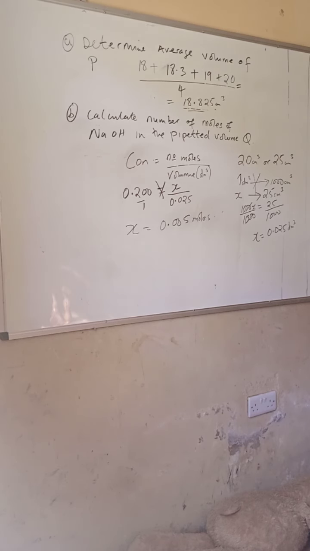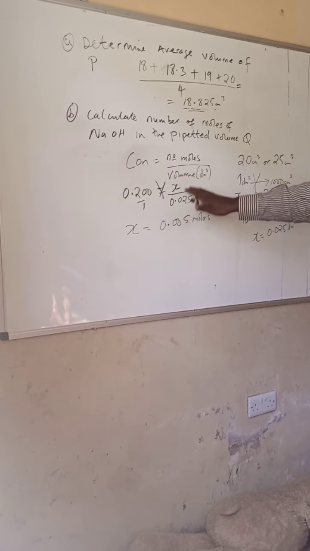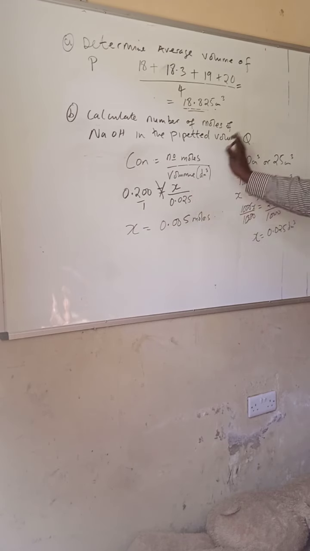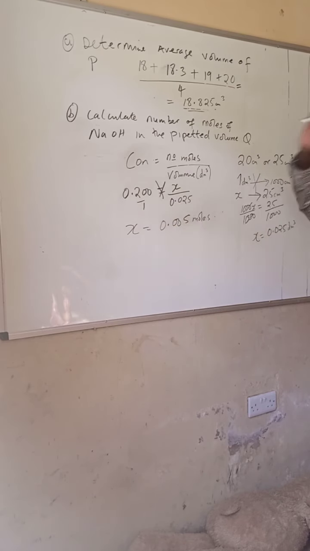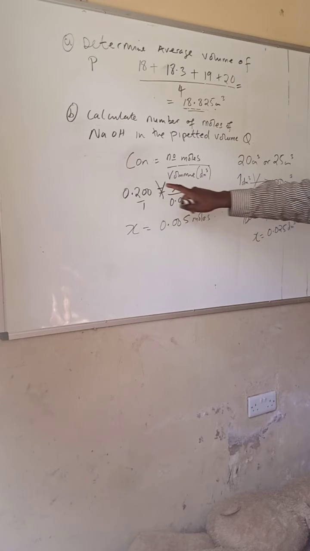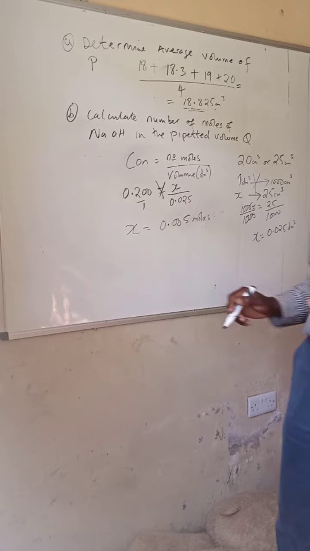I hope you have understood. The concentration was given on step 2. The number of moles we do not know, it's X. For Q we didn't know the moles, but they gave us the concentration for Q and the volume for Q. And that volume we converted from 25 cubic centimeters to decimeters cubed. I think you have understood.